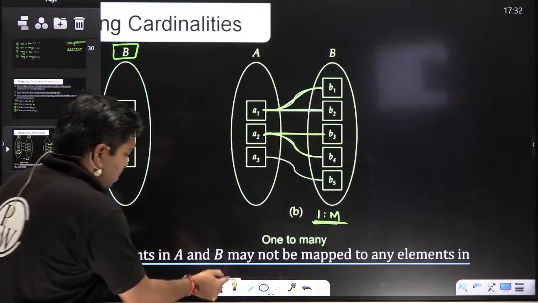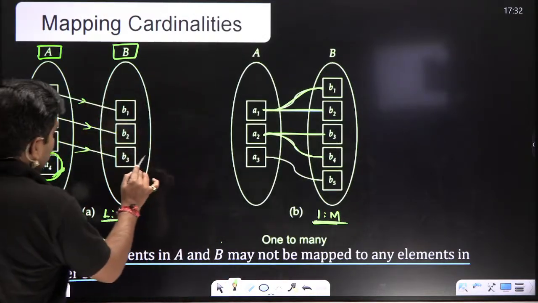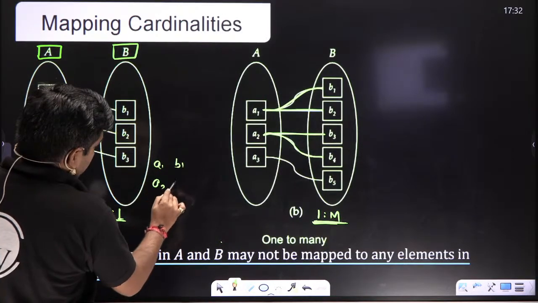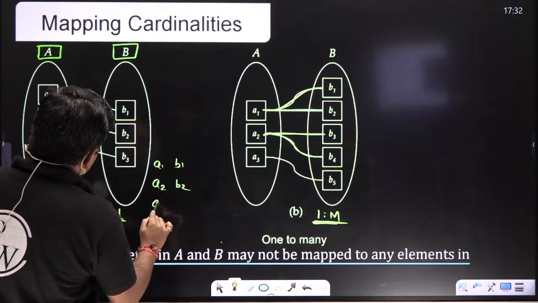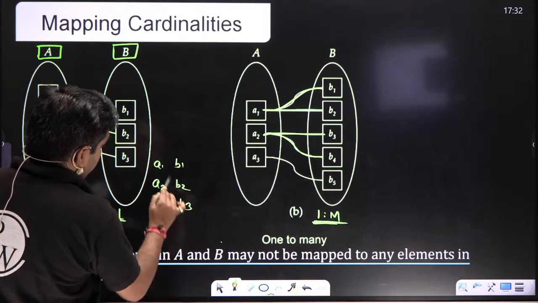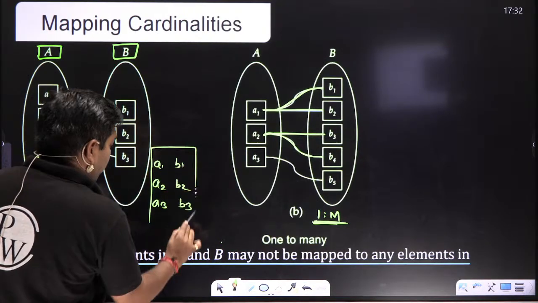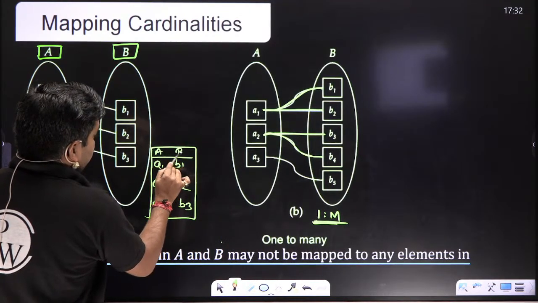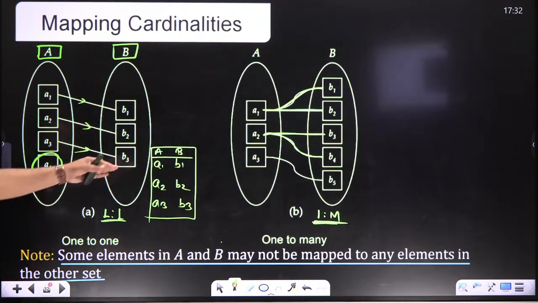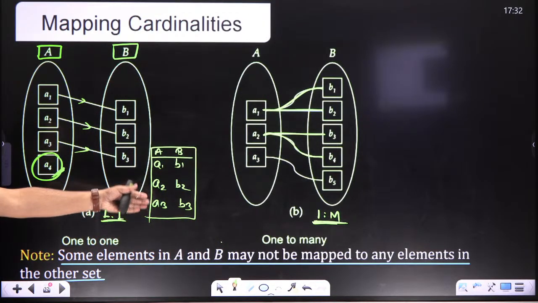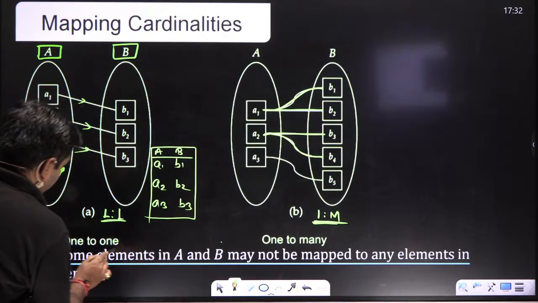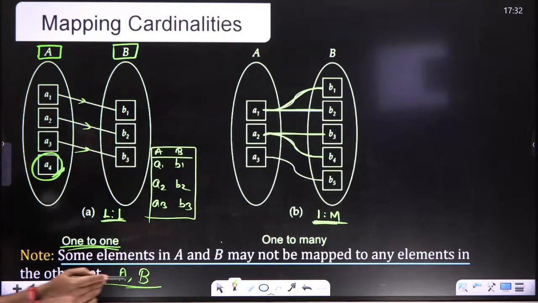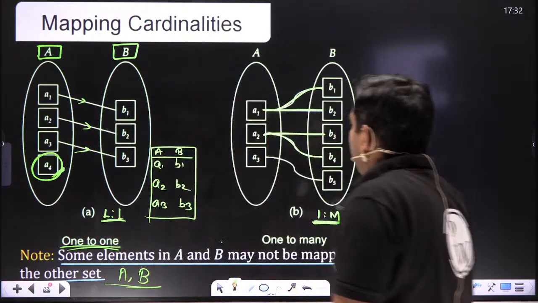Like here, please listen. What is happening here? A1, B1, A2, B2, A3, B3 for relation R. Here we have A, here we have B. Now let me know which one can you make a key. Either you can make A or you can make B. So for one to one, there are two candidate keys, either A or B.